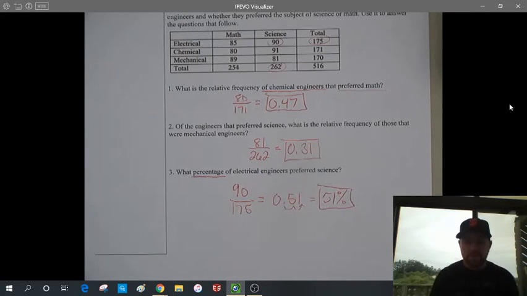Okay, so that should give you enough information to be able to go attempt the worksheets now. It's kind of an abbreviated set of notes, no conclusions or summary on this one.